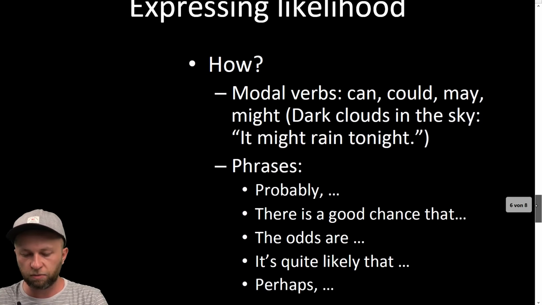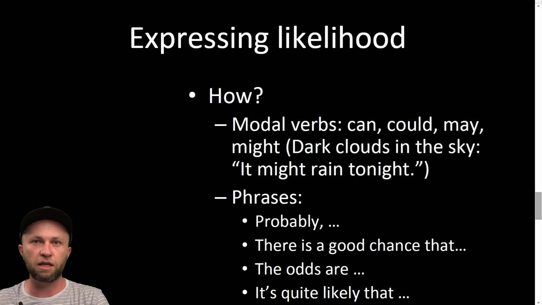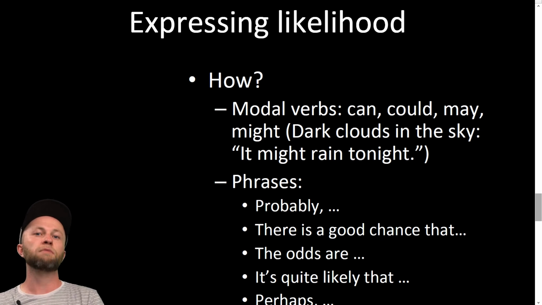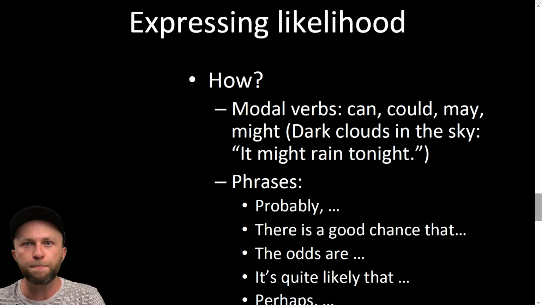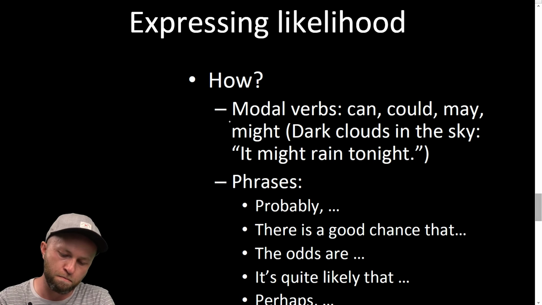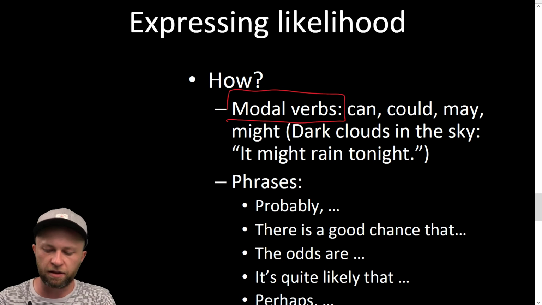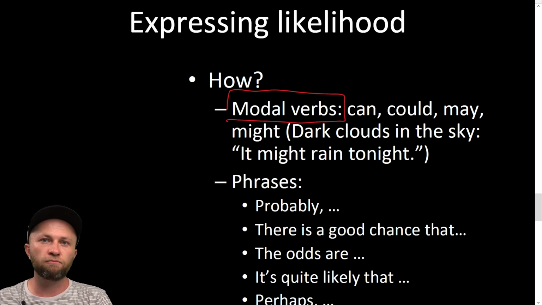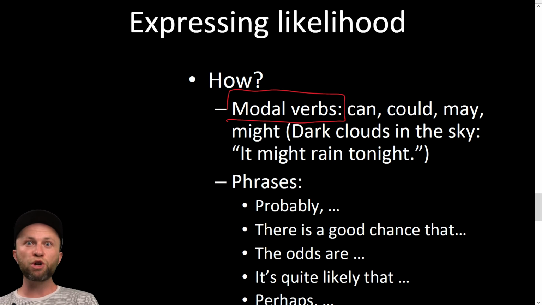Right, but in English, besides these three tenses plus the present simple as you've just seen, you also have other possibilities to express likelihood, so something that might happen, so may be happening. And the first thing you can use are modal verbs. And the modal verbs are, for example, can, could, may, might. And these express a possibility, eine Möglichkeit, likelihood, so something that might be happening in the future.